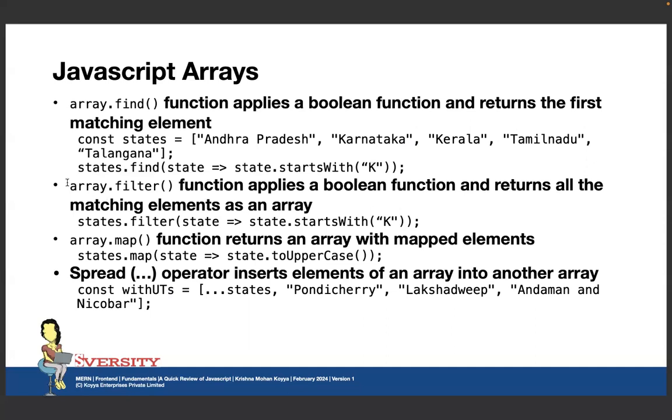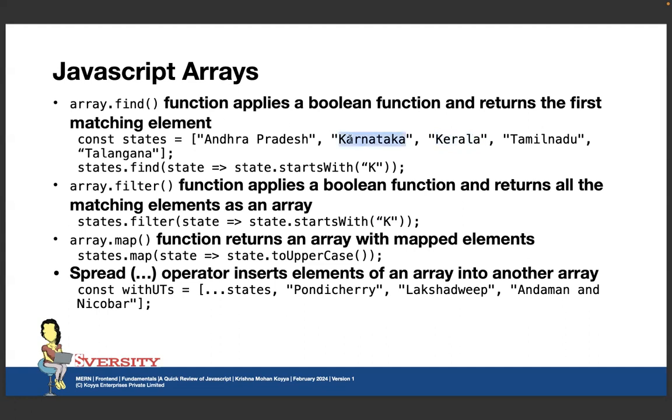So the find function goes to the next element, that is Karnataka. It starts with K, of course, yes. Then the find function stops there and returns true immediately. It returns immediately and gives you that value also. Not returning true, it returns the value that it found. It won't even go to Kerala, which also starts with K. You see, find applies a Boolean function like this predicate and returns the first matching element.